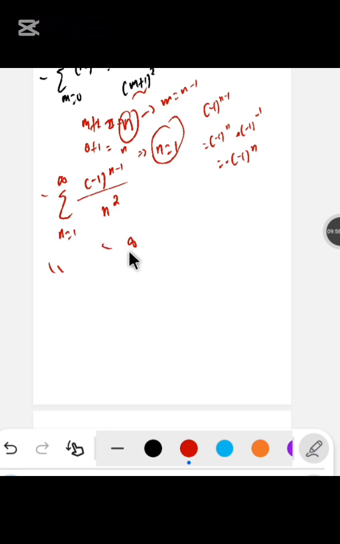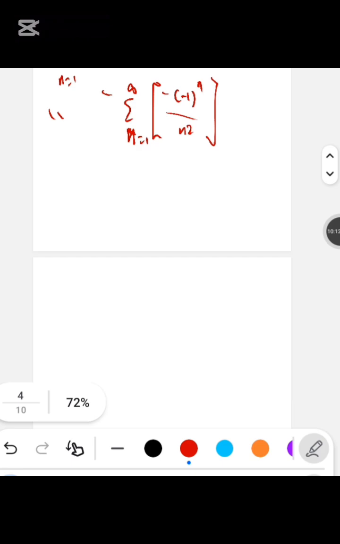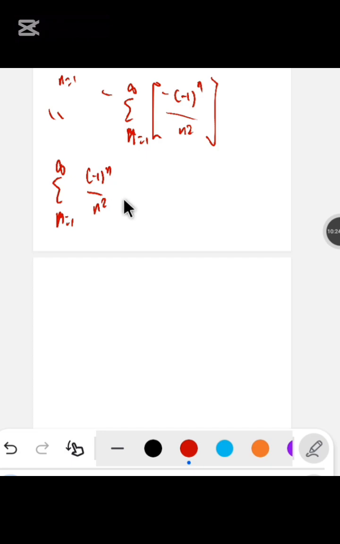We have negative sum of n from 1 to infinity, of everything in brackets, minus 1 raised to the power of n, over n to the second power. Now negative times negative will give us positive. Good. So now we are going to have sum of n from 1 to infinity of minus 1 raised to the power of n over n to the second power.